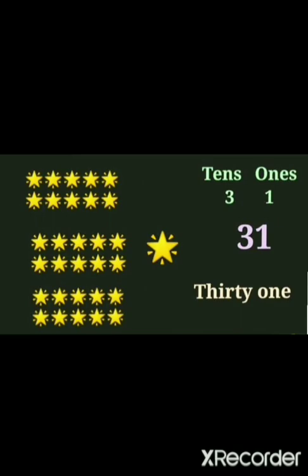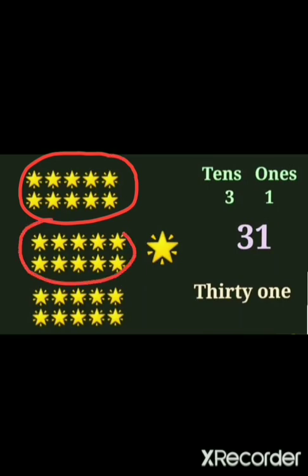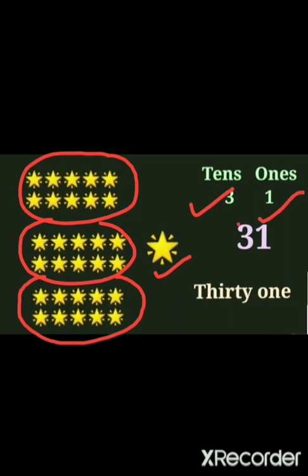Next example, group of 10 stars, again group of 10 stars and at the below group of 10 stars. Total 30 stars. We'll write 3 tens and here only 1 star, you will write 1 one, and the number is 31. Spelling is THIRTY-ONE, 31.